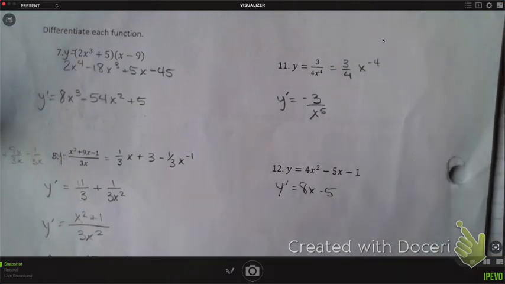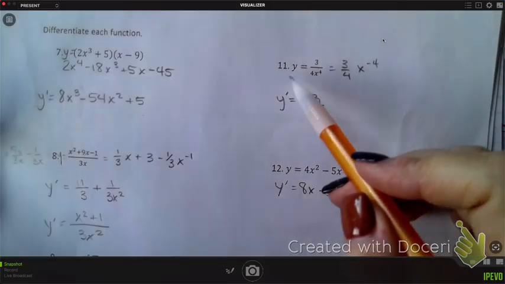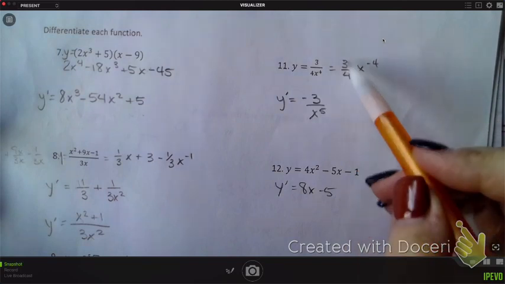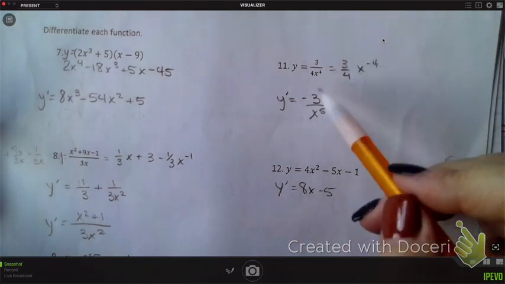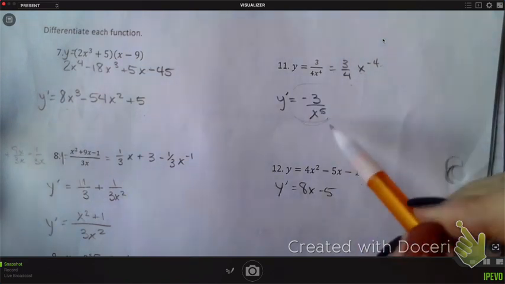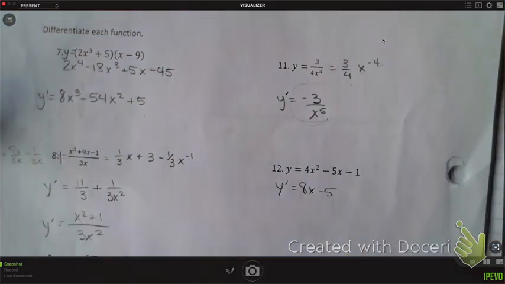From the video yesterday, you could have used the product formula, but you didn't know that till yesterday. Okay, so the next one, how do I rewrite 11? 3/4 x to the negative 4. Then you find the derivative and move it back down. Make sure you have no negative 1 exponents. I got negative 1 over 4x cubed.